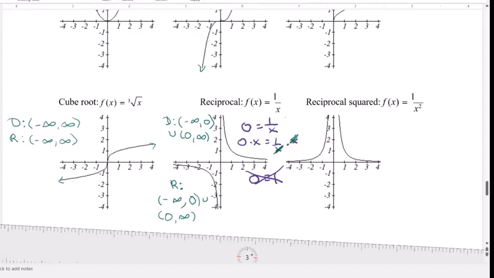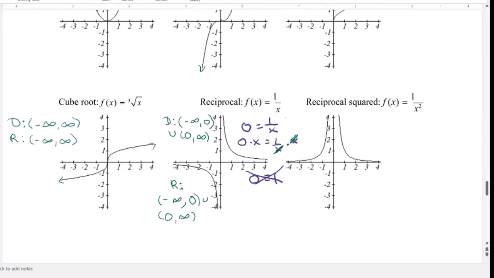And then the squared, again, very similar. Let's get rid of this ruler. I think we got the picture. Our domain, well, it's going from negative infinity. And for the same reason, x can't be 0, x squared can't be 0, because we can't have 0 in the denominator. So we're going to go all the way to 0. We're going to stop. We're going to pick up again right past 0 and go to infinity.